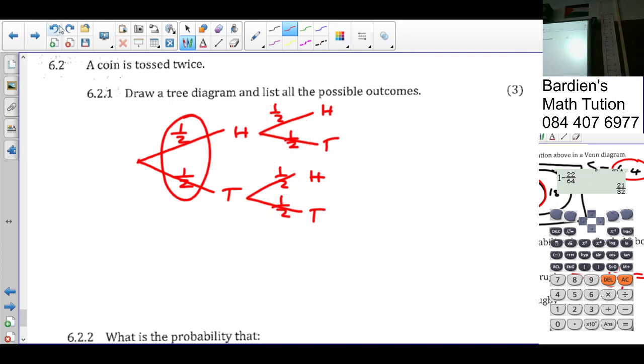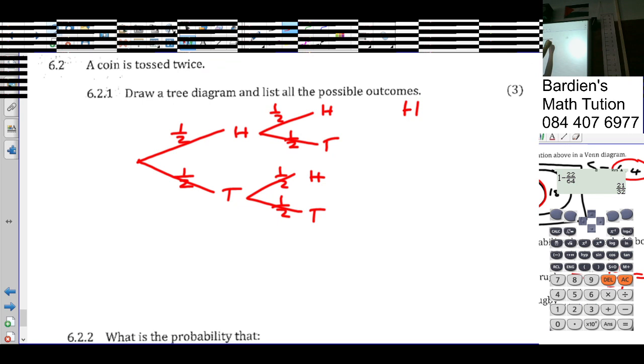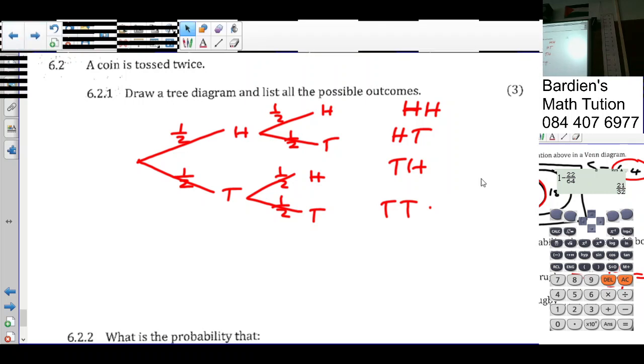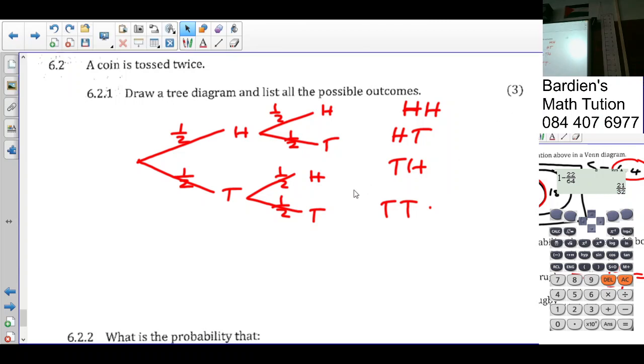Okay, these are called event 1 and event 2. Okay, so my possible outcomes, it's either you can have a heads and a heads, a heads and a tails, a tails and a heads, a tails and a tails. Okay. So that's my possible outcomes listed there. If they'd asked you to list your possible outcomes and its probabilities, then I would have said this is equal to a half times a half, and so on and so on. But it wasn't asked yet.